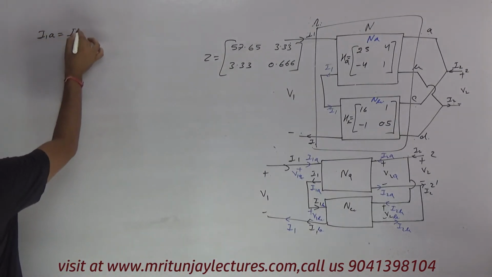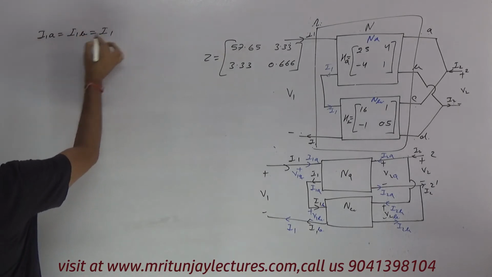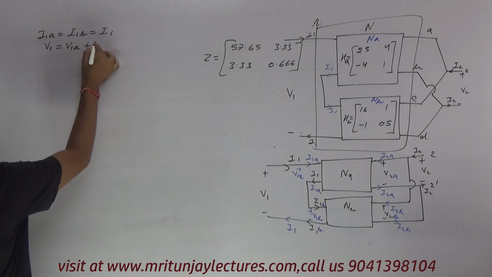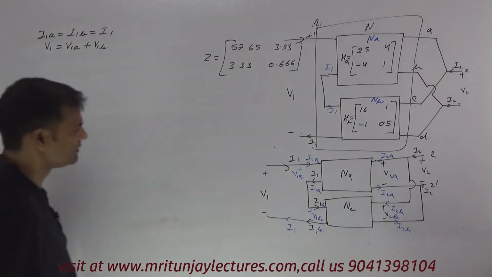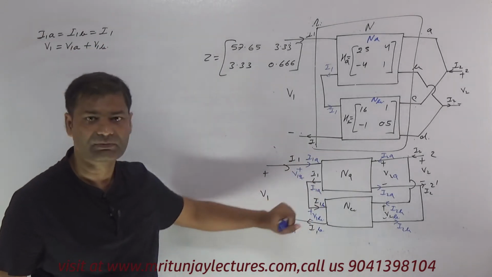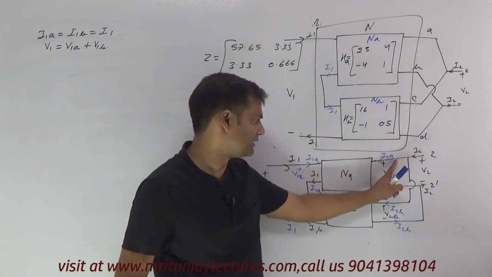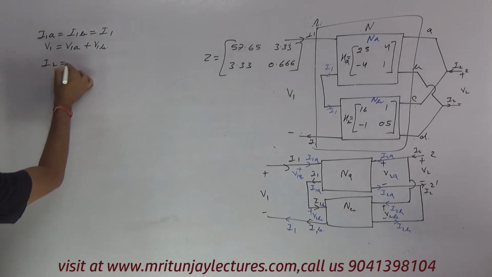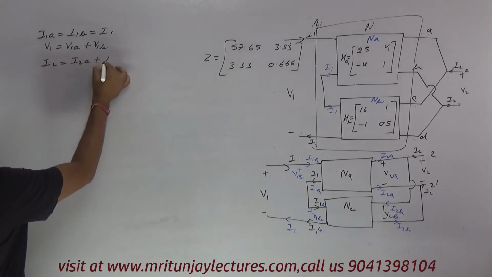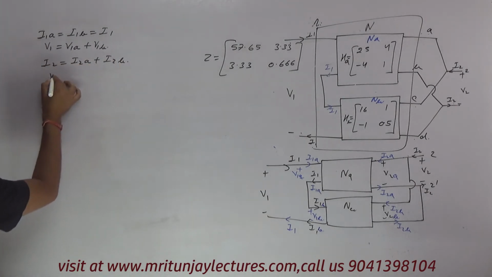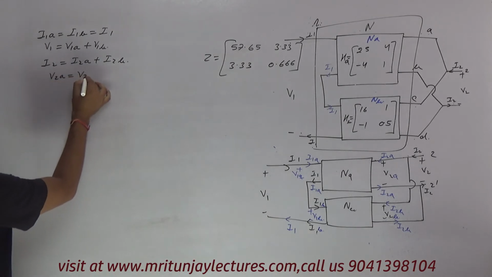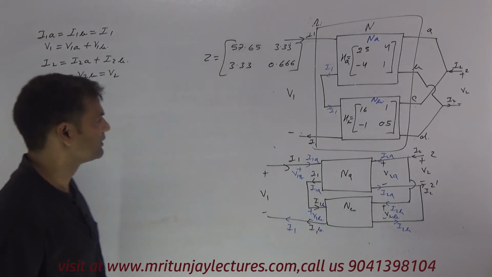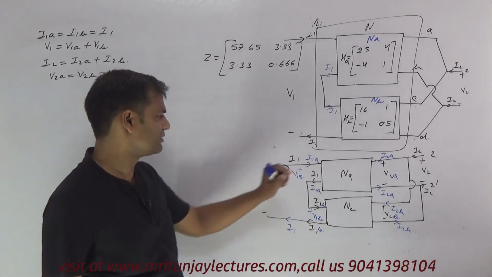I1A is equal to I1B, which is equal to I1, and V1 is equal to V1A plus V1B. Clear? This voltage is equal to this one plus this one. Similarly, what about I2? I2A plus I2B. And what about the voltage? Like this one.